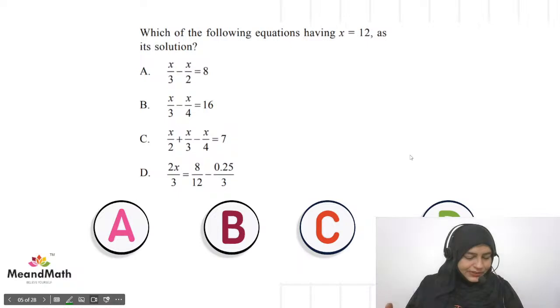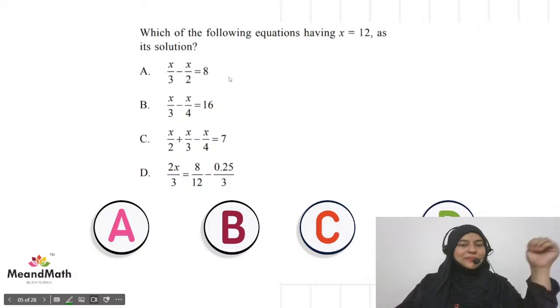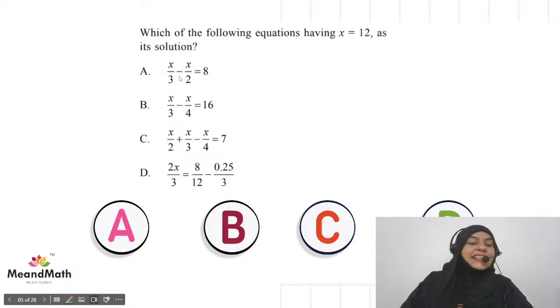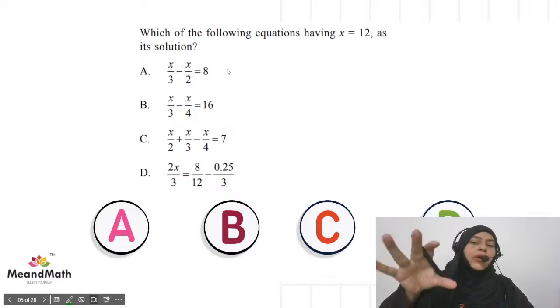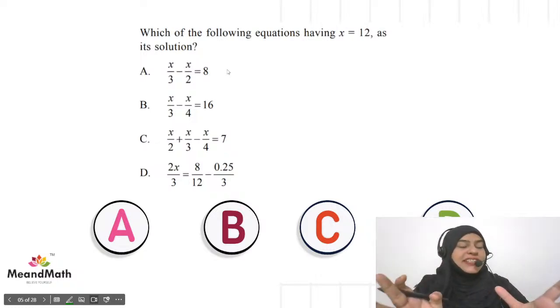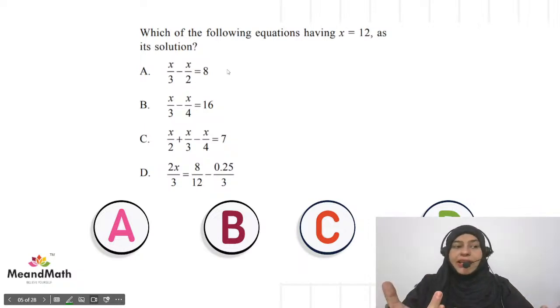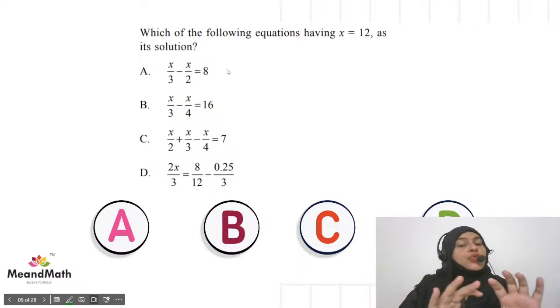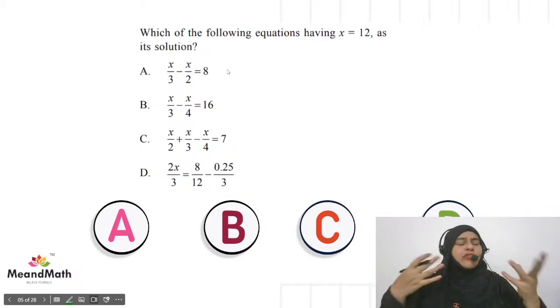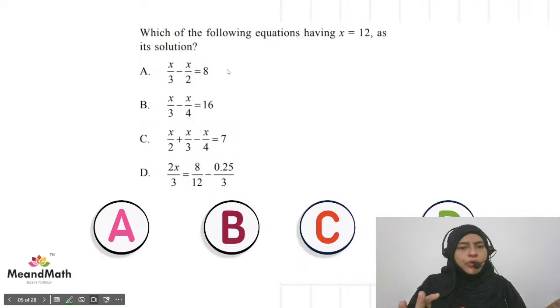Okay, Rashmi, good attempt. So let's solve it together. The first is x by 3 minus x by 2 is equal to 8. There are two things you can do. You can put x equal to 12 and check whether the left-hand side becomes the right-hand side, or you can solve the equation. Whichever suits you, you can use your method. Now, x by 3 minus x by 2 is equal to 8.